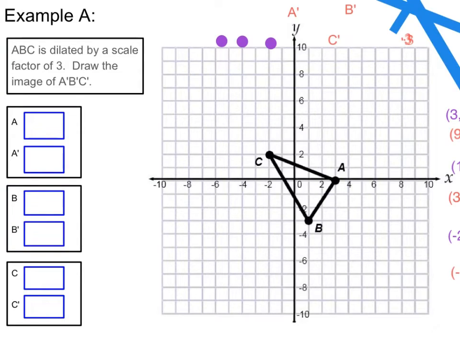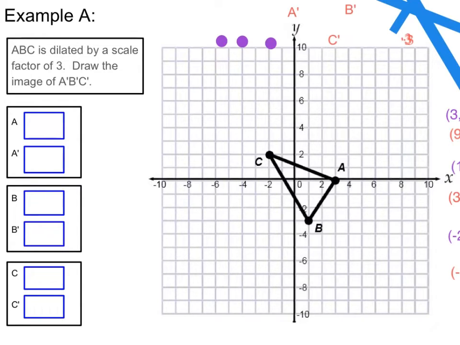Now let's take a look at example A. In example A, it says ABC is dilated by a scale factor of 3. Draw the image of A prime, B prime, C prime. So first thing we're going to need to do is remember from our previous slide how we perform a dilation. And it said we multiply by the scale factor. In this case, our scale factor is 3, so we're going to be multiplying every one of the vertices by 3. However, we need to know what the vertices are in order to do that.